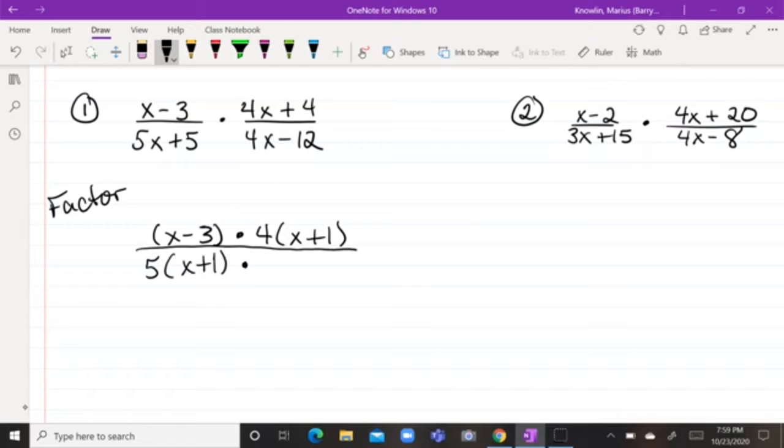times, for the second denominator, 4x minus 12, you can factor out a 4, so that's going to leave you with 4 times x minus 3. And sometimes it helps to actually put these multiplication symbols here, so I'll do that right now. And then the next thing we're going to do is regroup.